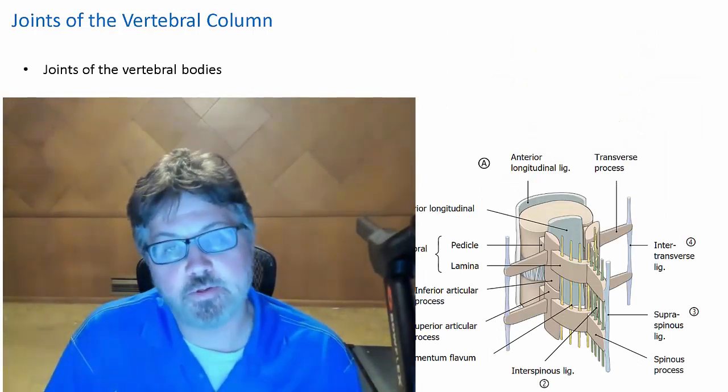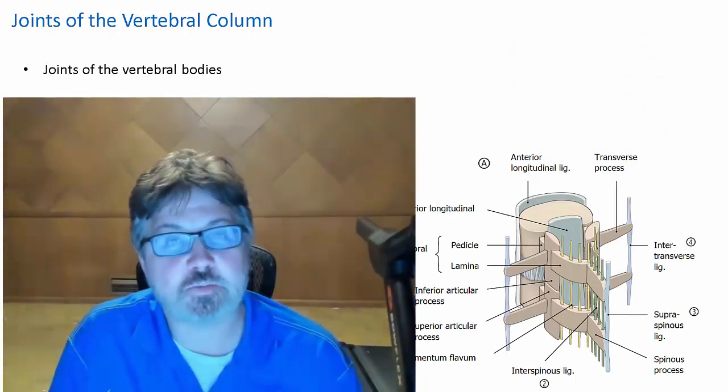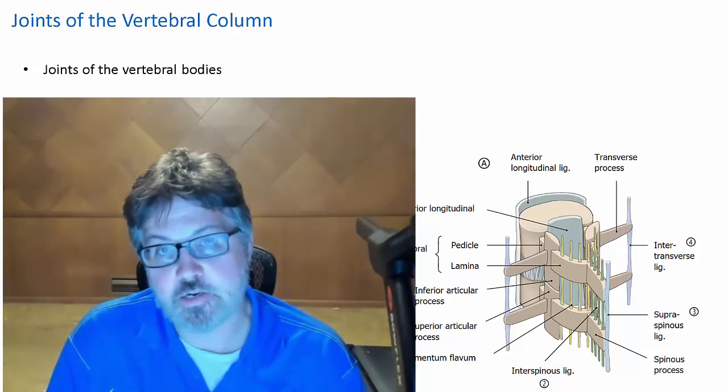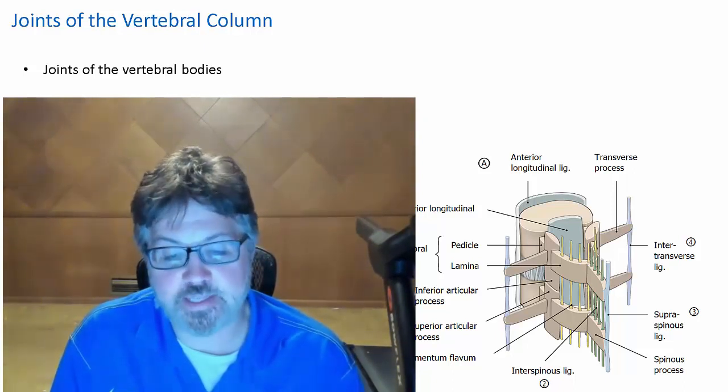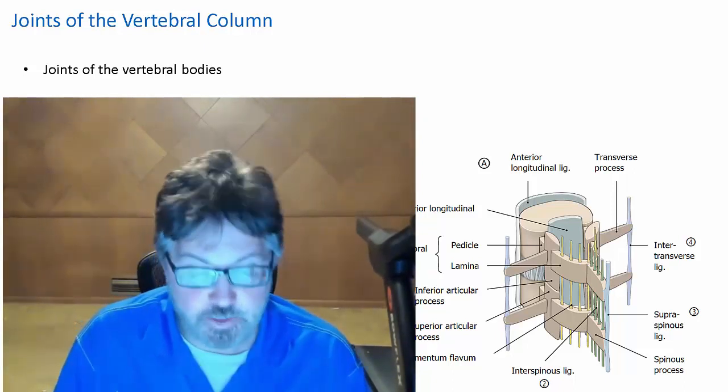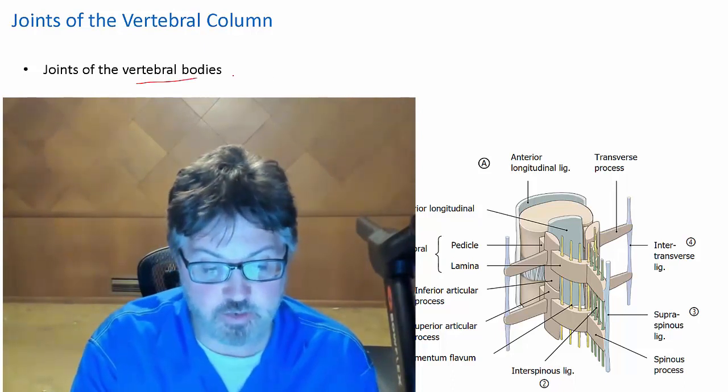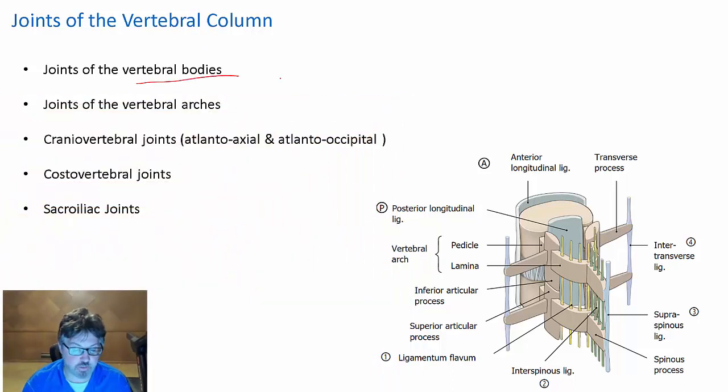Today what we're going to do is talk about the articulations between the vertebrae and the ligaments that are holding the vertebrae together. So that's really what this section is all about. We'll take a look at some of the different joints, those that occur between the vertebral bodies, the symphysis joints, and then we'll also have the facet joints that occur between the articular processes of the arches.